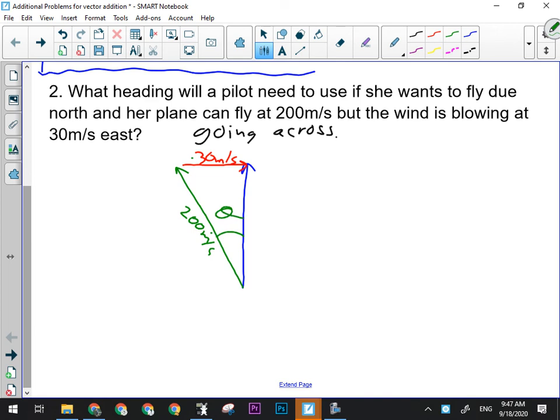Heading is direction. Okay? So it just wants to know the angle. I know my blue line points due north. So if I've got a wind blowing east and I want to go due north, I've got to go somewhat west of north.